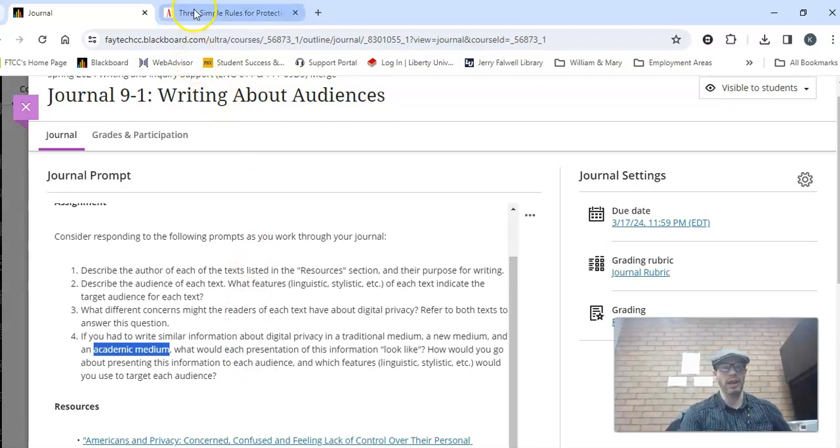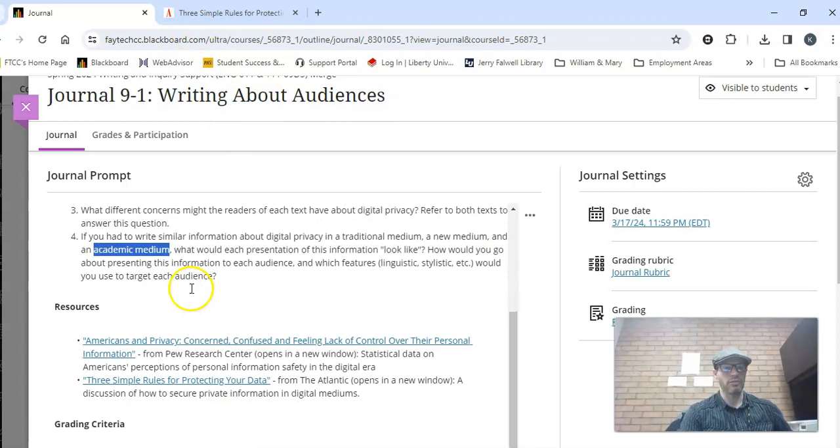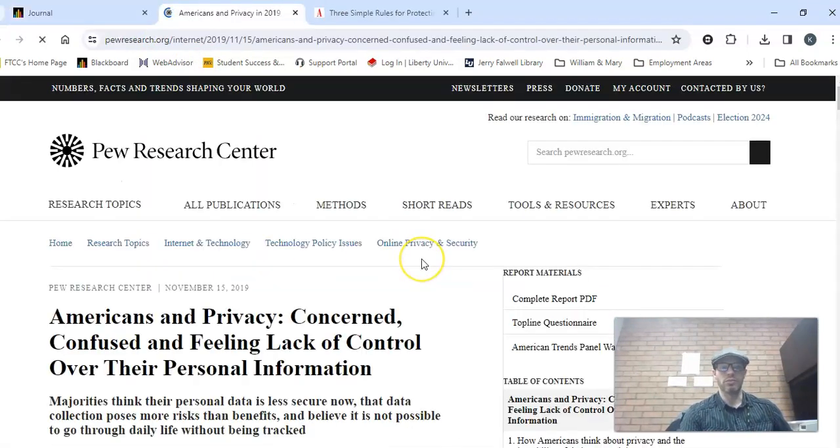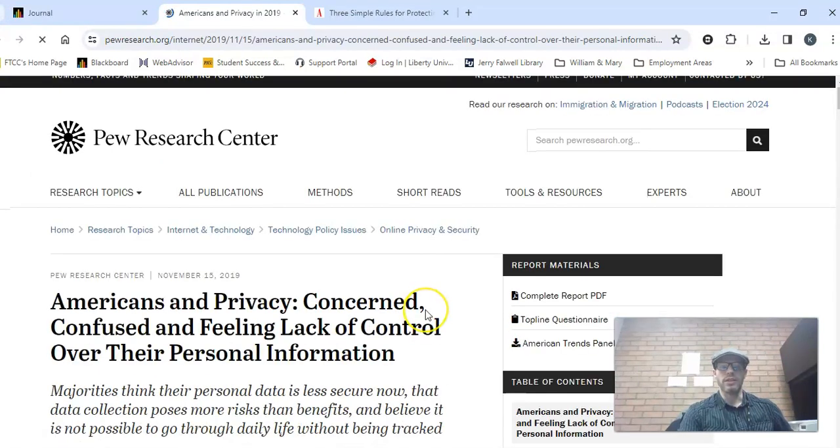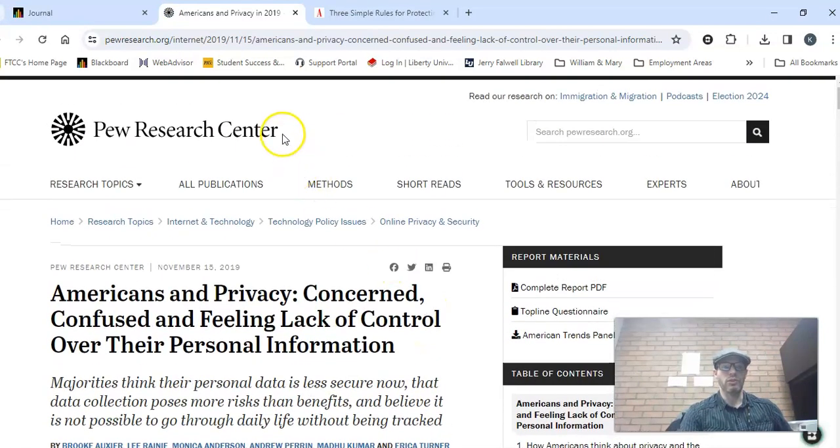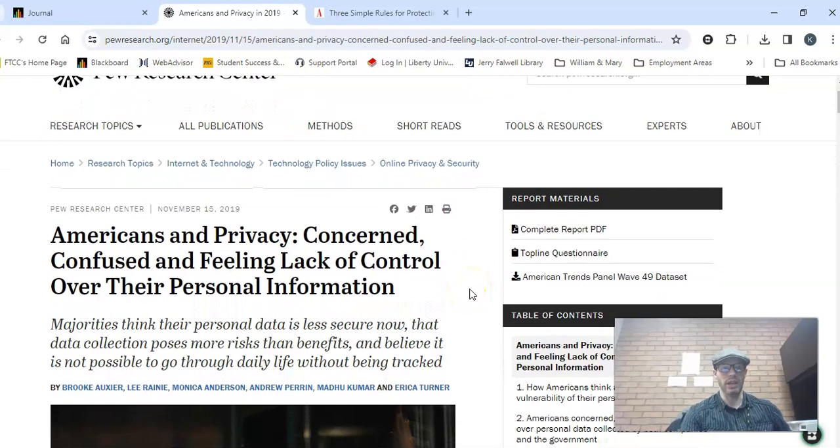But we've only looked at one text. Let's look at the other text. The other text is the Americans and Privacy text. This is a very different source. Pew Research Center. Okay, so this is a research center that compiles data.